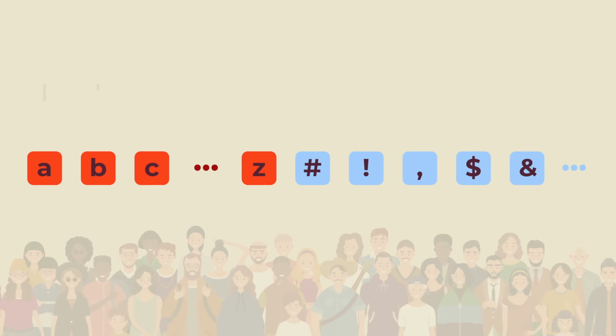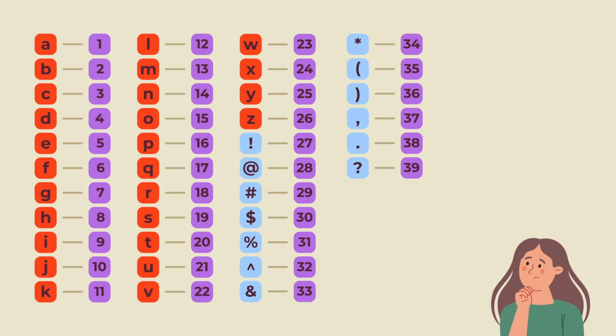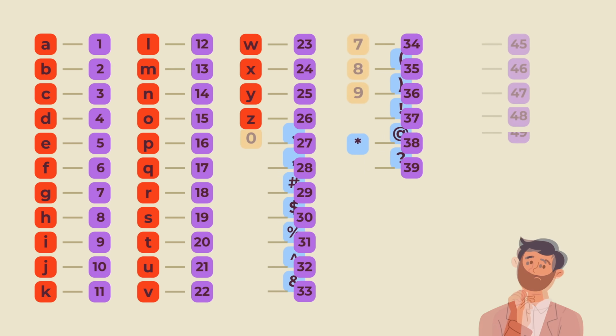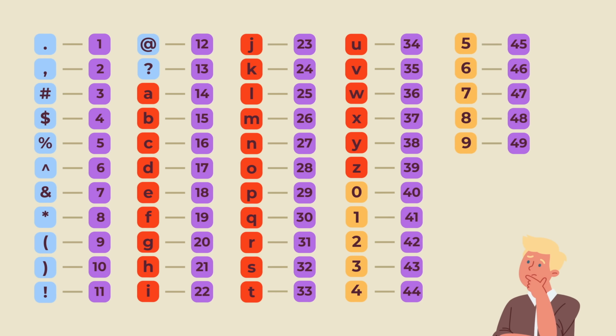Now, if I asked the same 100 people to assign a number to each character in the alphabet and also to say 20 different punctuation symbols, I guarantee you that there would be a huge number of different arrangements of the punctuation. Some people might put exclamation mark at 27, some people might put period or comma, some people might decide that the digits 0 through 9 should actually come after the letters before the punctuation, and some people might even choose to put the symbols first before the letters.